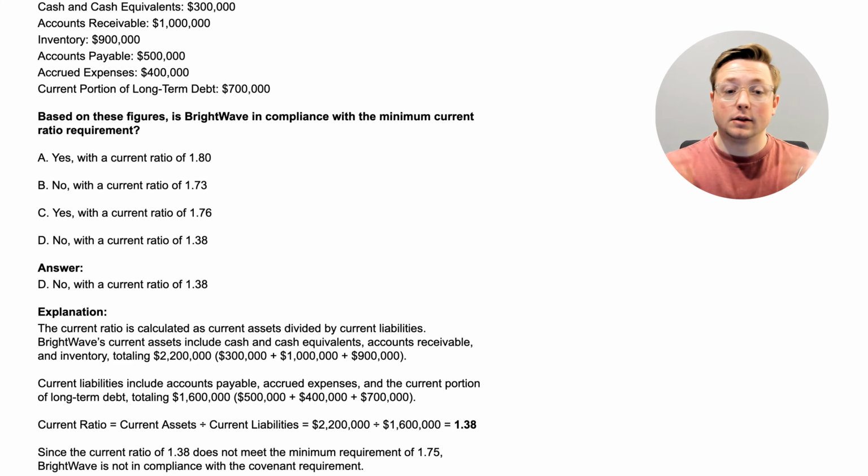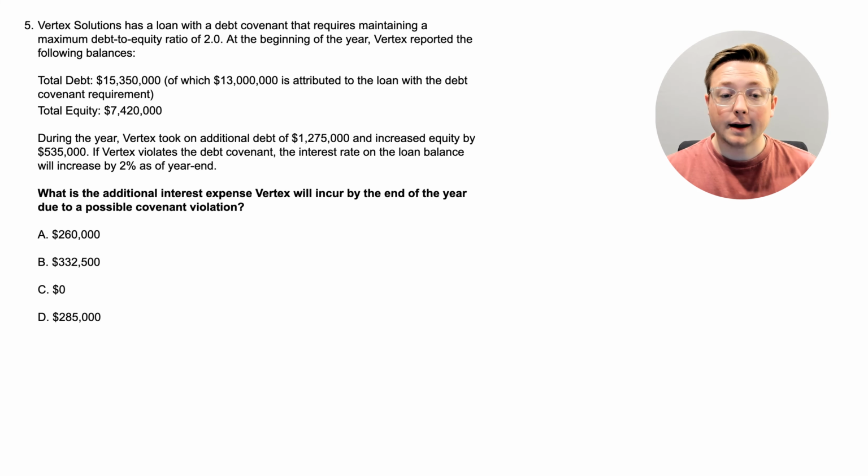So again, these are not too difficult of calculations. You just need to be able to pay attention and see what they're asking for, and you can usually pick it out pretty easily. Now let's go to question 5. All right, here we are at question 5. What is the additional interest expense Vertex will incur by the end of the year due to a possible covenant violation? Okay, let's go up to the top here.